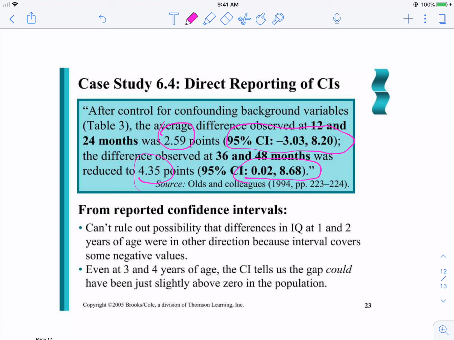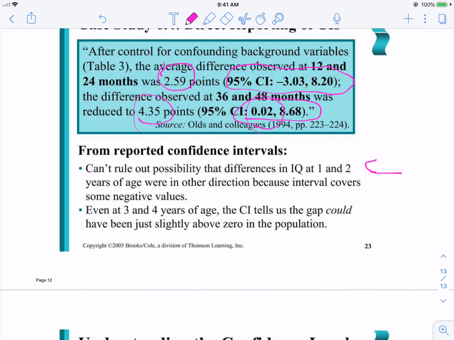Okay, so you can't rule out the possibility that the differences in IQ were in the other direction at 1 and 2 years of age, because the interval does cross 0. At 3 and 4 years of age, the confidence interval tells us that the gap could have been slightly above 0 in the population. But you see that difference right there. I mean, you know that yes, it is technically above 0, but not by much. Okay, so be careful with any conclusions that you draw there.